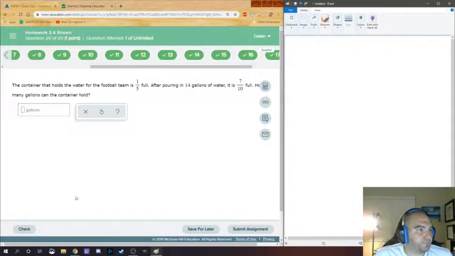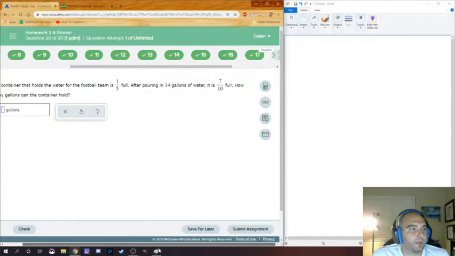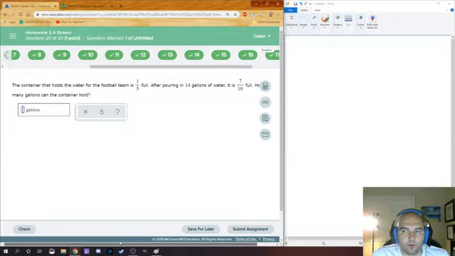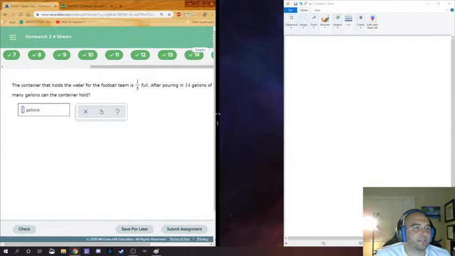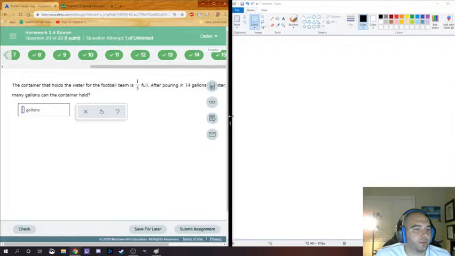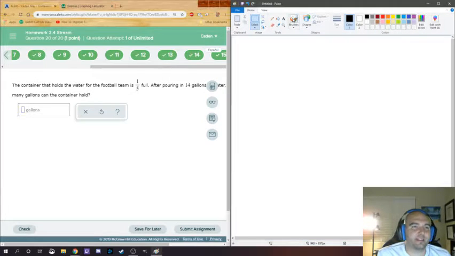Okay, next. The container that holds water for the football team is 1/5 full. After pouring 14 gallons of water, it is 7/10 full. How many gallons can the container hold? Okay. What is this problem? I don't remember assigning this. Okay, it's a good one. We've got to set it up, right?